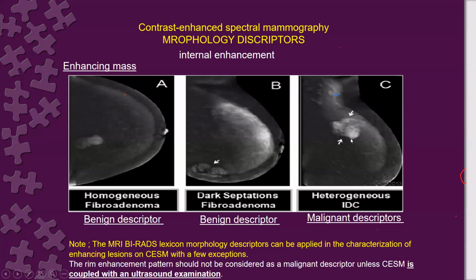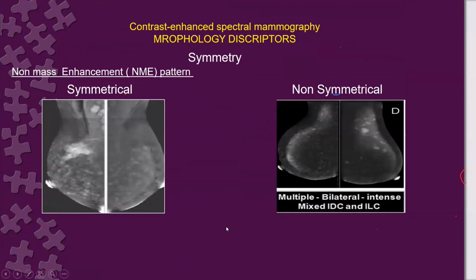And if it is heterogeneous, it is a malignant descriptor. And there is also rim enhancement, but here they make it an exception, the ring enhancement. They said we have to correlate it with ultrasound to make sure, is it a cyst, an inflammatory cyst, or is it a soft tissue, and so forth.